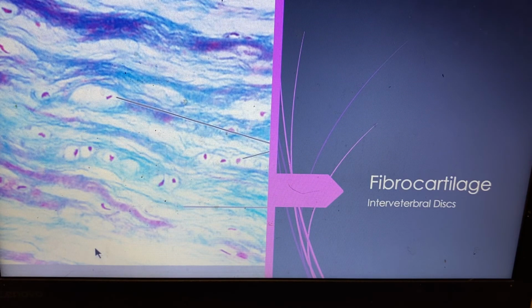Fibrocartilage is dense fiber tissue interspersed with cartilage and an intercellular matrix. It is strong with an ability to be flexible, resistant to blows and external pullings and tuggings. Can be found in the intervertebral discs.